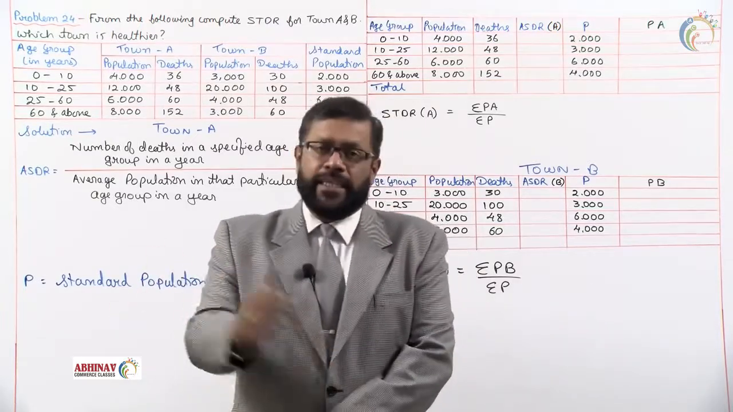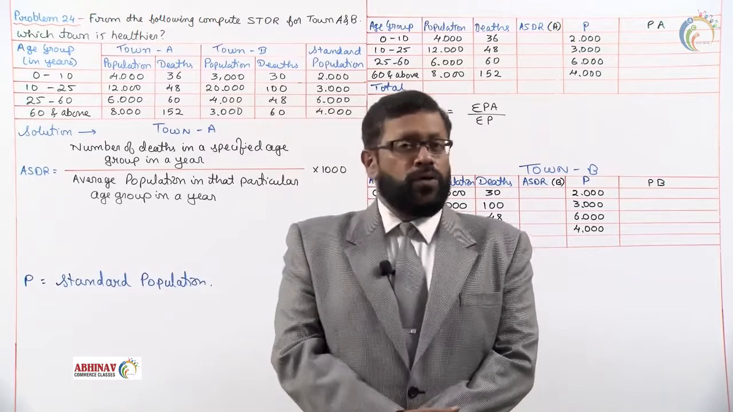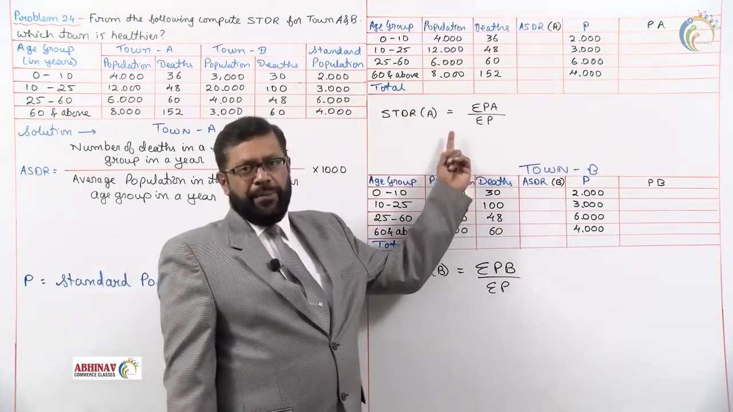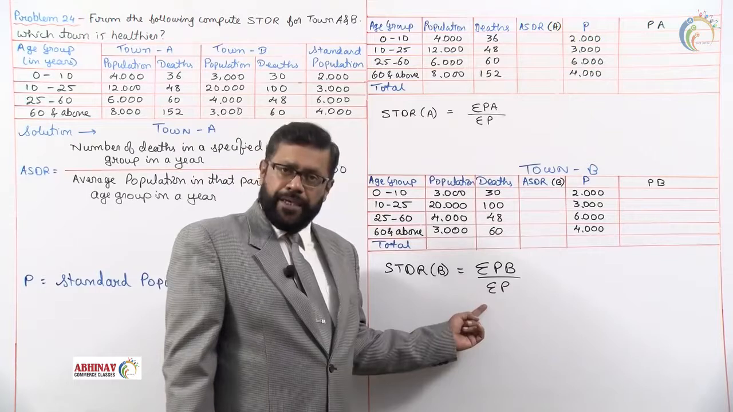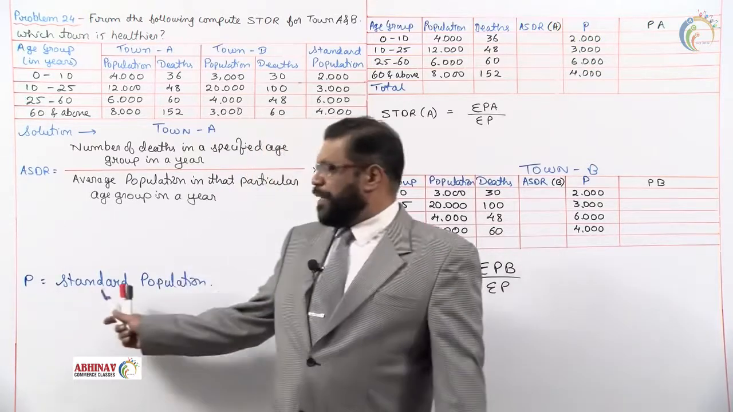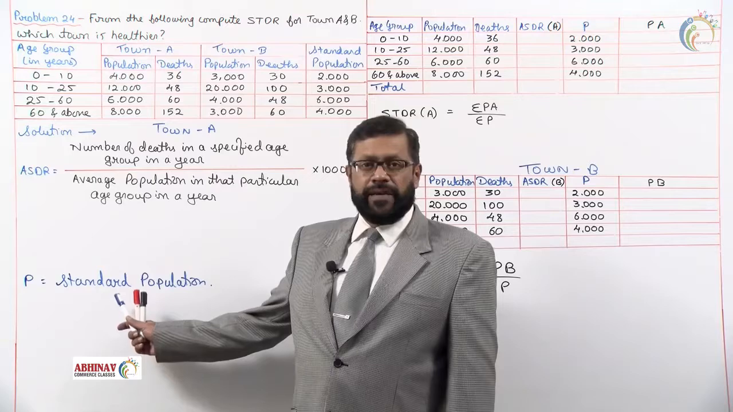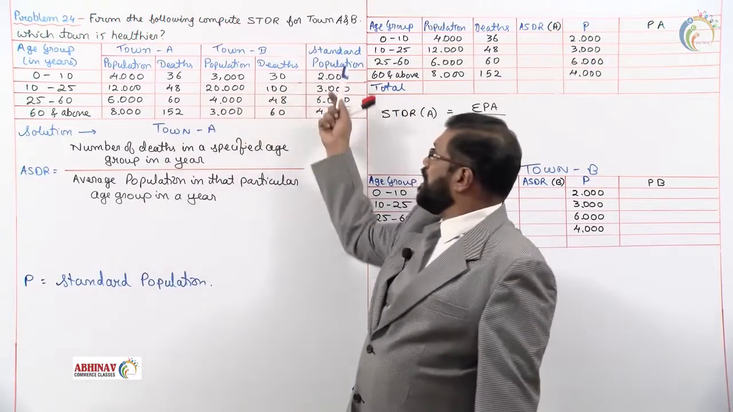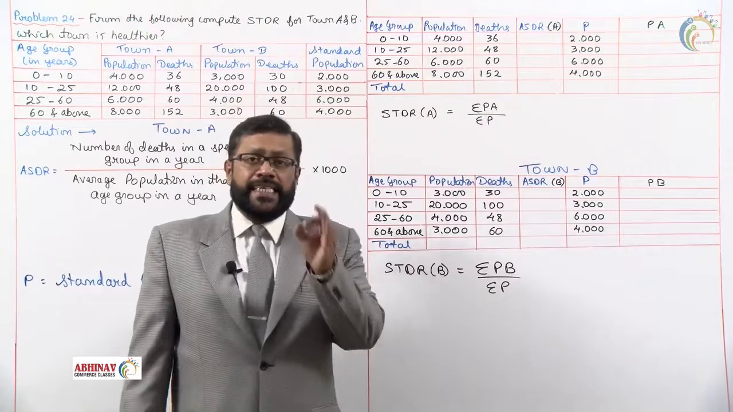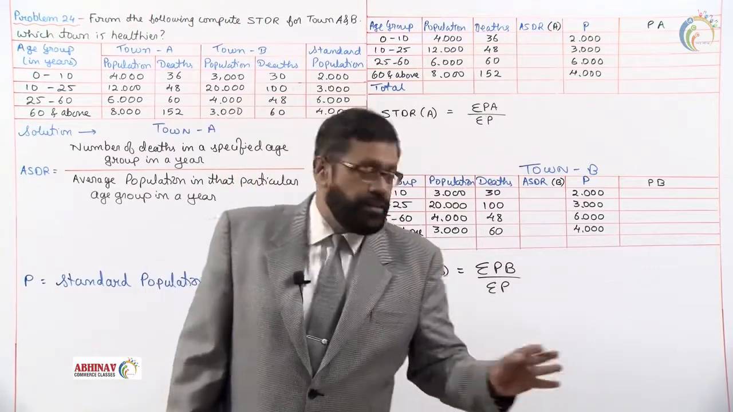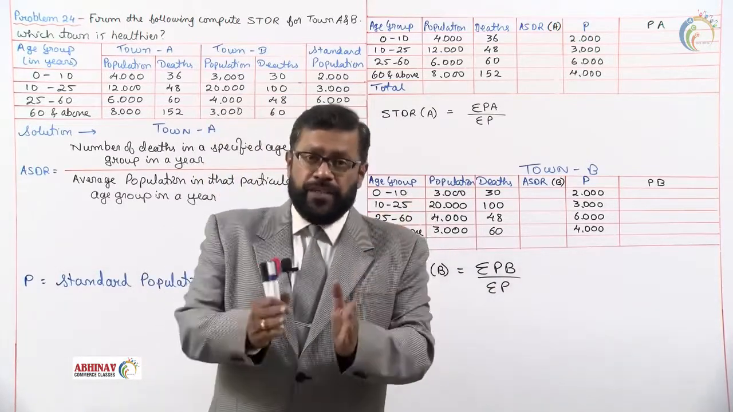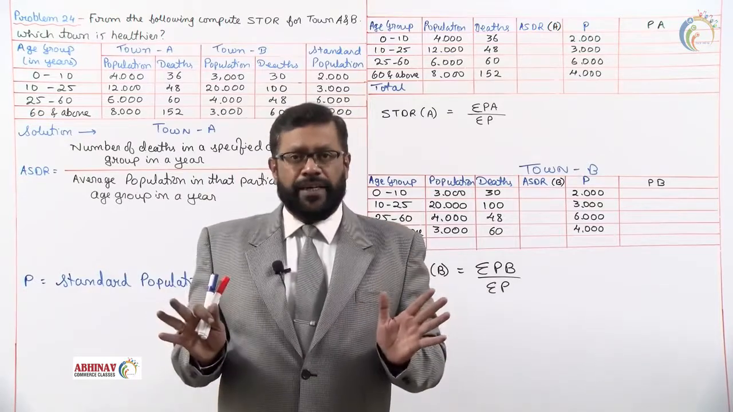Now, as learnt in the earlier session, how to calculate STDR? For town A, summation PA divided by summation P. For town B, summation PB divided by summation P. P means standard population, which will be given in the problem. Like this, a separate standard population is given. A indicates the ASDR of town A, B the ASDR of town B. So first we need to find the ASDR.